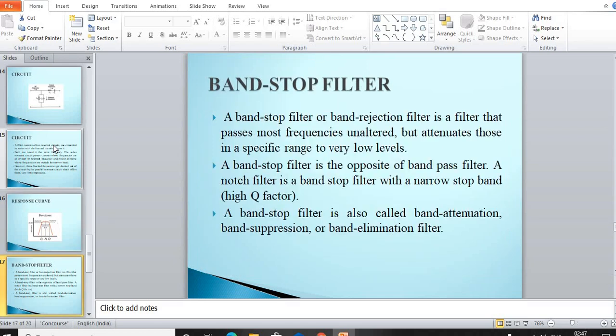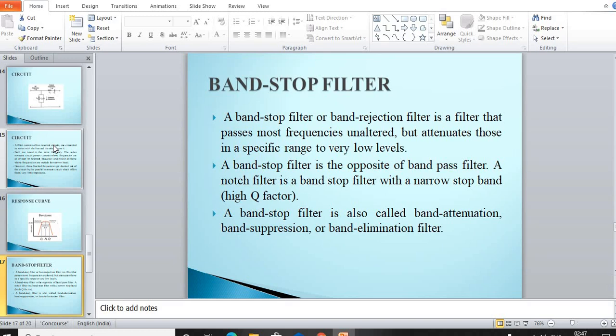The last type of filter is band stop filter. A band stop filter or band rejection filter is a filter that passes most frequencies unaltered but attenuates those in a specific range to very low levels.